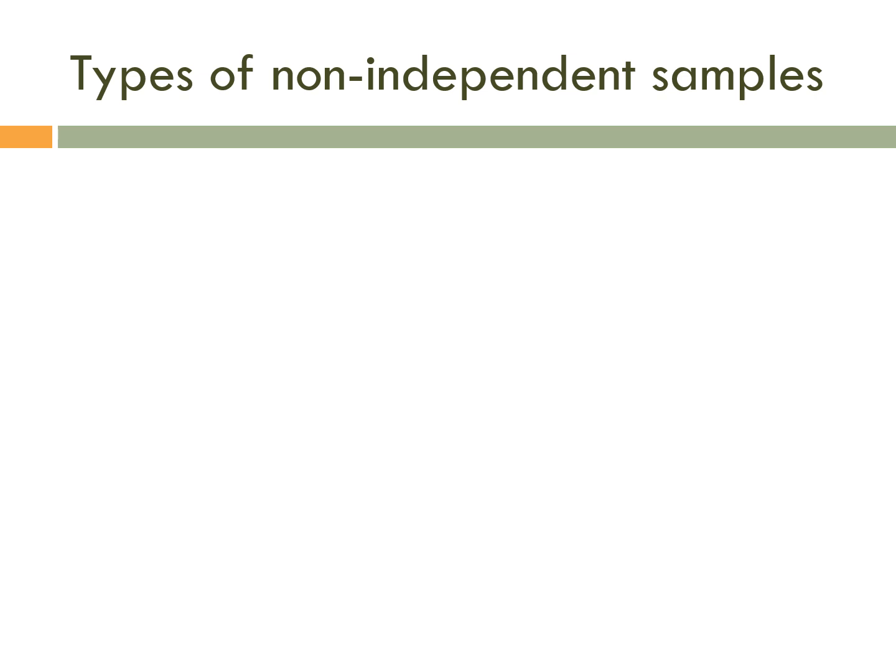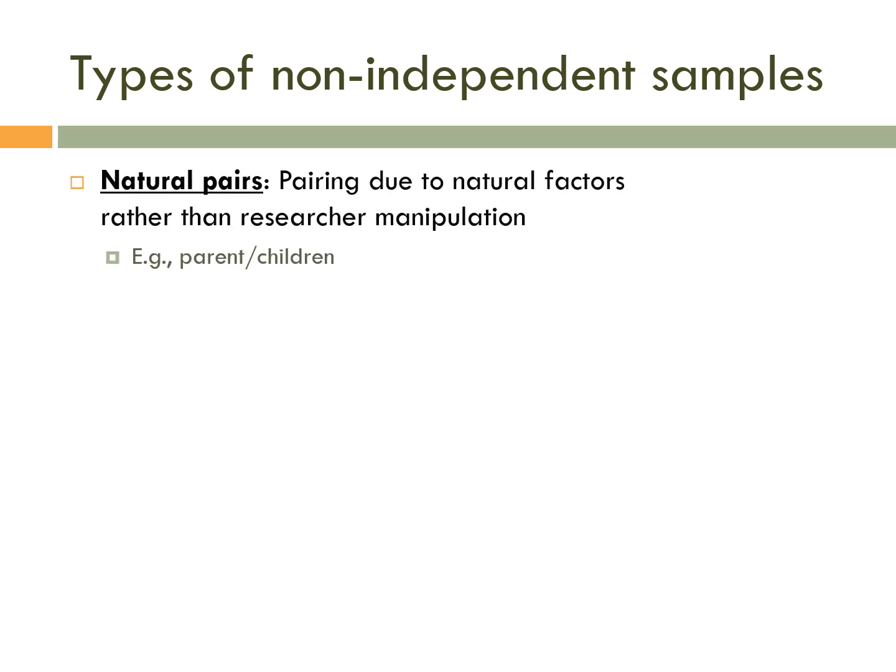That being said, it is important when you're designing an experimental design to understand when your participants might not be independent from each other. And there's a number of different things to look for. The first is to identify any natural pairs you have. Those are going to be non-independent. What this means is that you can kind of theoretically pair them due to natural factors rather than anything the researcher specifically is manipulating. A good example of this is the parent-child relationship.